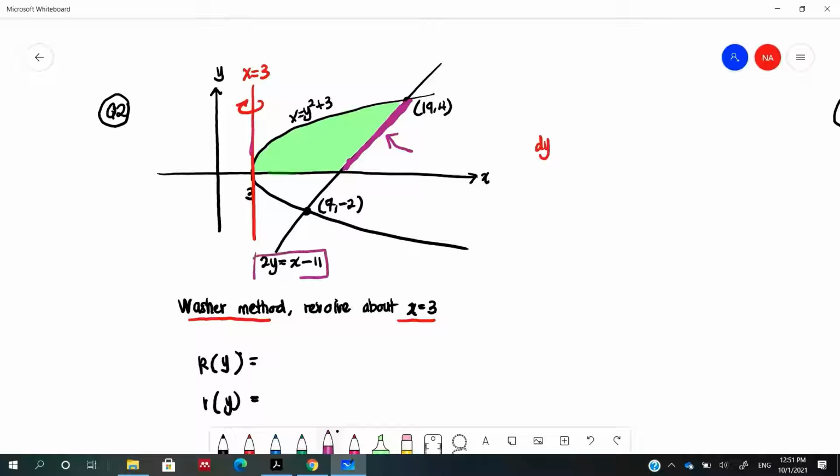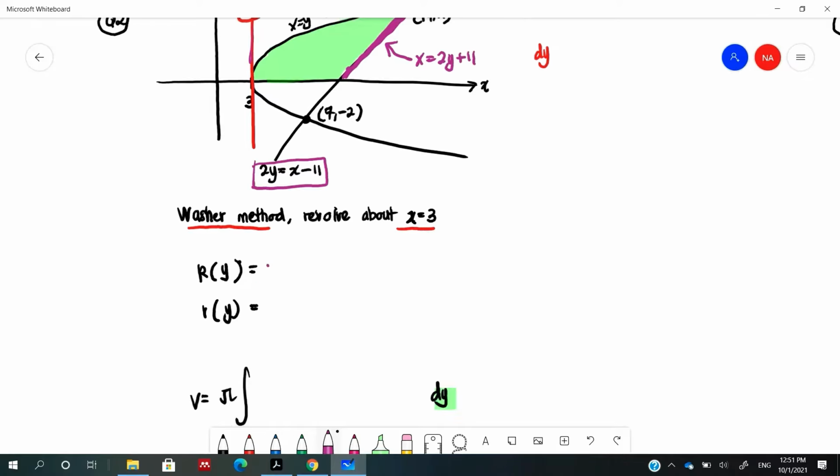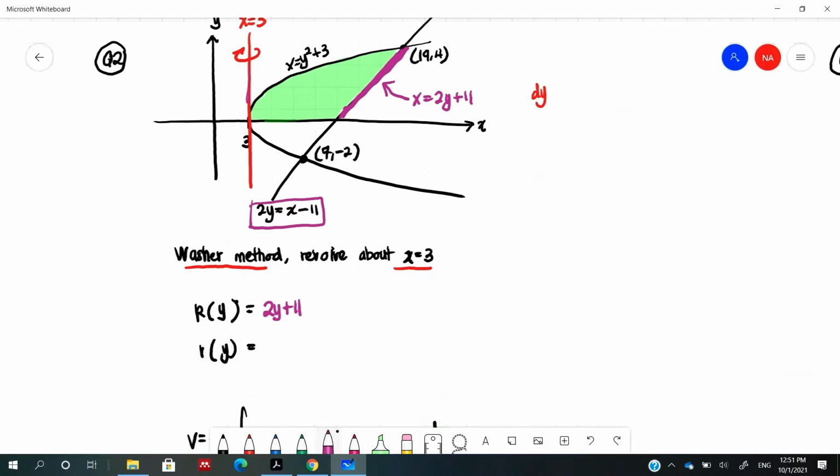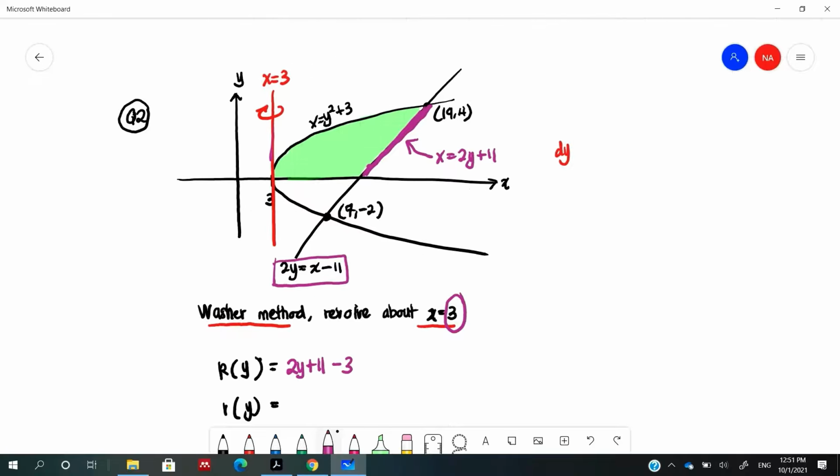So we should modify this one to be x equals 2y plus 11. So x equals 2y plus 11. We should note that it should be in terms of y, not in x. So we should subtract x equals 3, because it is the axis of rotation. So that is for the outer part.